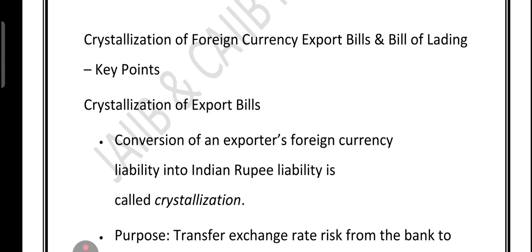So imagine an exporter sells goods abroad and he has to get paid in dollars. Until the money comes, the bank is actually taking the exchange rate risk. Meaning, if the dollar rate changes, the bank could lose.